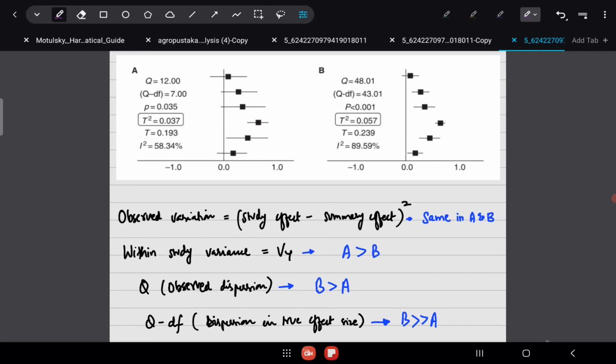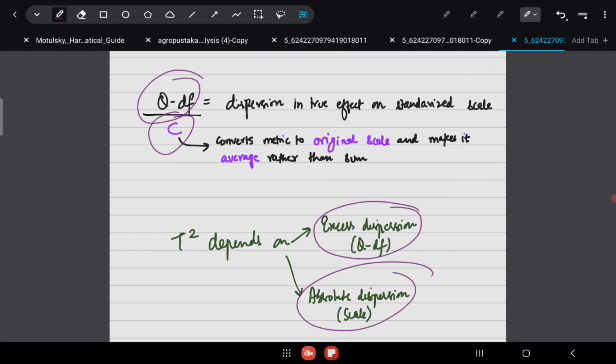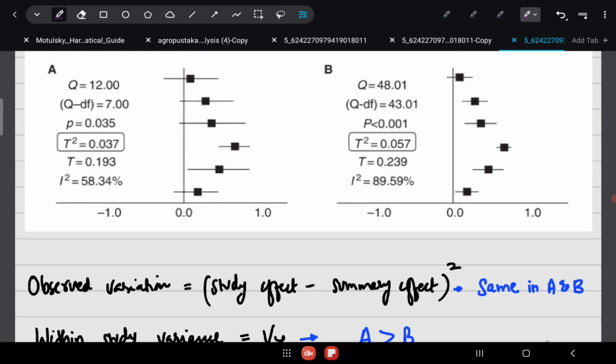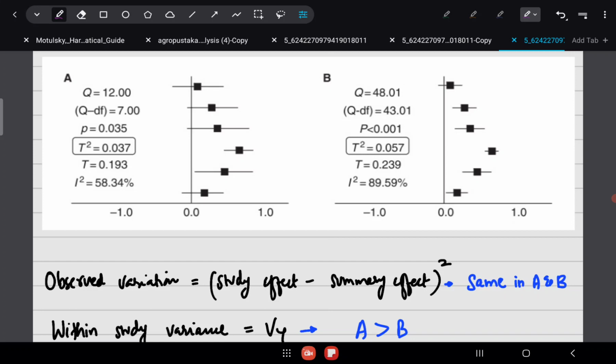Now I'll show you two examples of how the t-square statistic depends on excess dispersion as well as the scale of dispersion. So let's look at these two forest plots. What you can see, we'll discuss from the beginning.